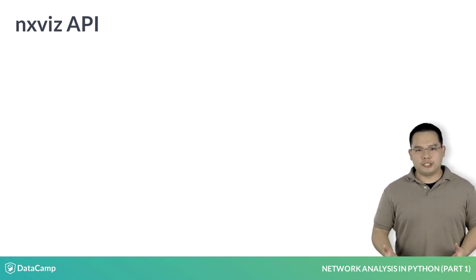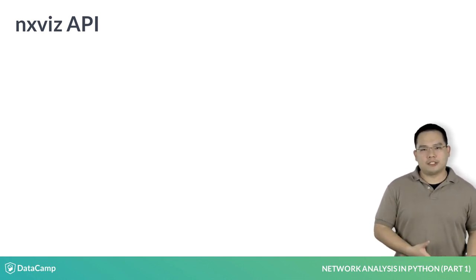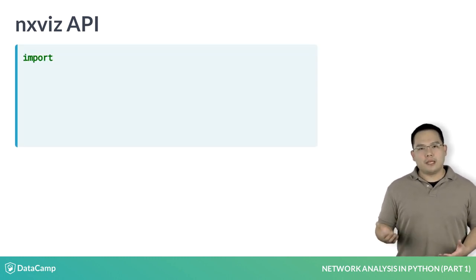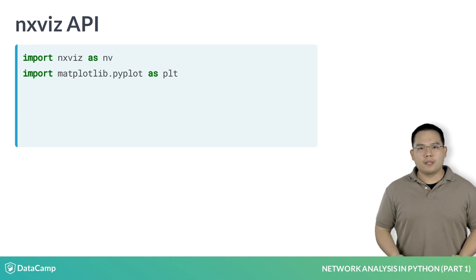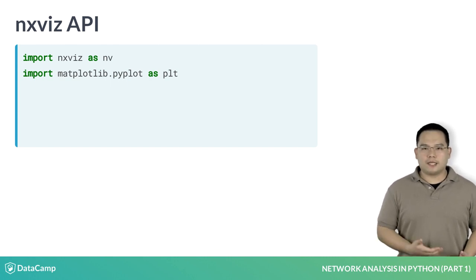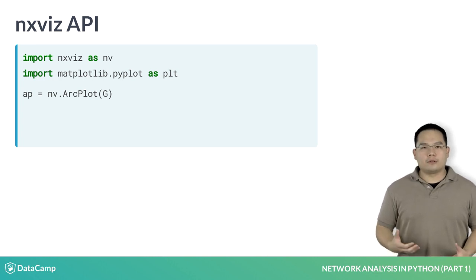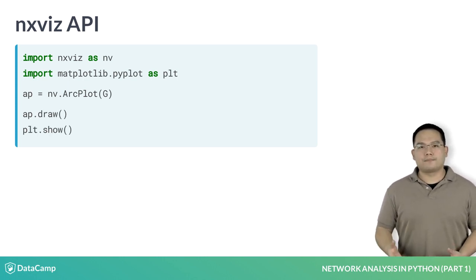Suppose we had a graph G in which we added nodes and edges. To visualize it using nxviz, we first need to import nxviz as nv and import matplotlib to make sure that we can show the plot later. Next, we instantiate a new nv.arcplot object and pass in a graph G. We can also order the nodes by the values keyed on some key. Finally, we can call the draw function, and as always, we call plt.show.